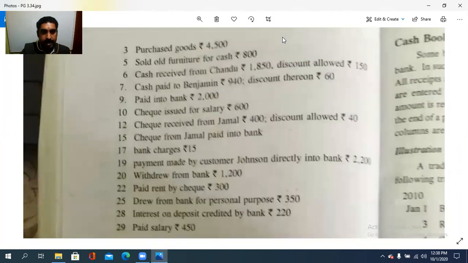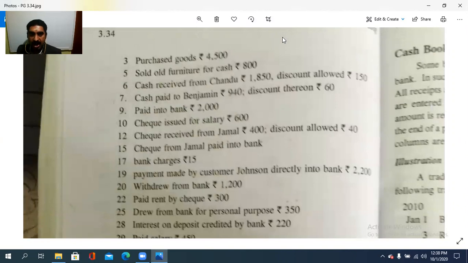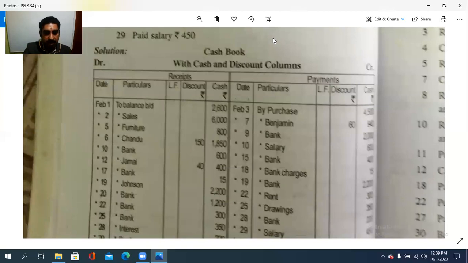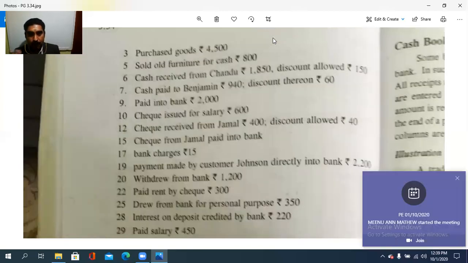Look, then cash received from Chandu 1850 and discount allowed 150. So cash is received from Chandu. Cash was received from the person Chandu. So what is the entry? Cash account debtor to Chandu, isn't it? So to Chandu 1850 and discount allowed is 150. So in the discount allowed column 150 and in the cash column 1850. See, 1850 and 150.